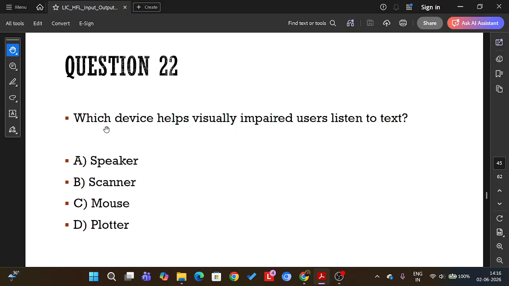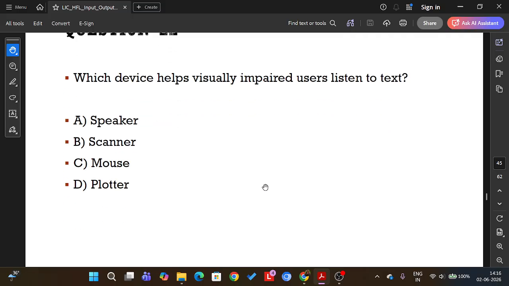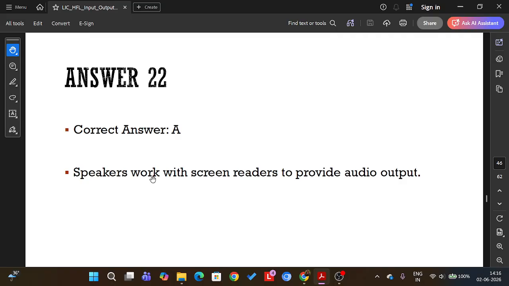Question 22. Which device helps visually impaired users listen to text? Speaker, scanner, mouse, or plotter? Visually impaired means people who are blind, who cannot see. How can they listen to their text? It is obviously a speaker because it works with screen readers to provide audio output. For example, in this Adobe, I have an option to read aloud. So it would directly read whatever is there on my screen.